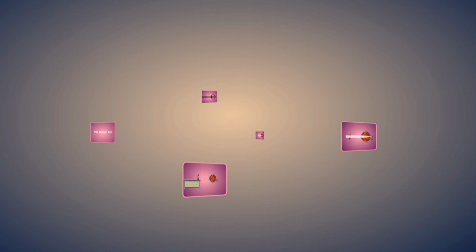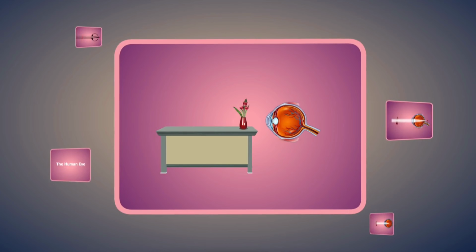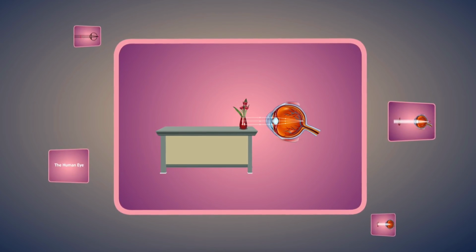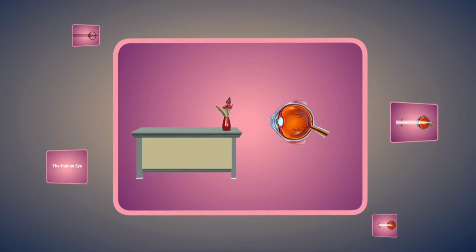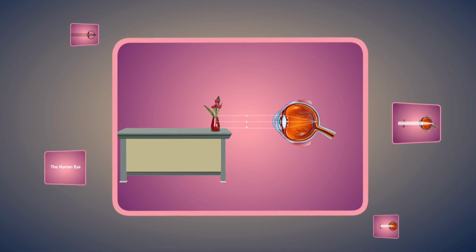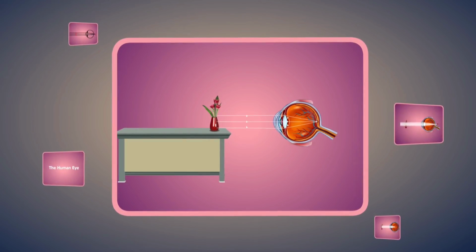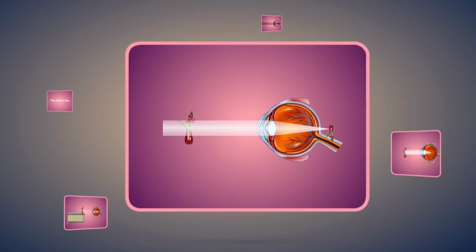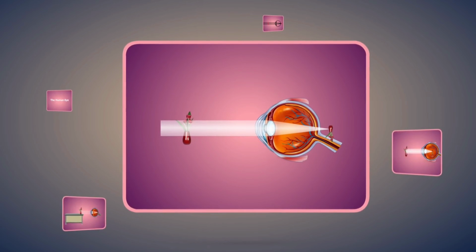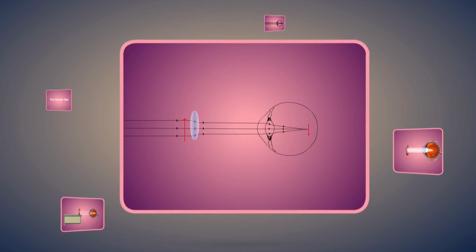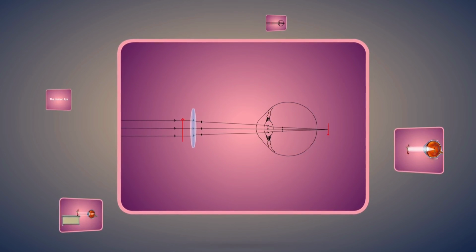Things to remember. The ability of the lens of the eye to see near and distant objects by adjusting its focal length is called the power of accommodation of the eye. In hypermetropia, nearby objects cannot be seen clearly. This can be corrected by using a convex lens of suitable focal length.